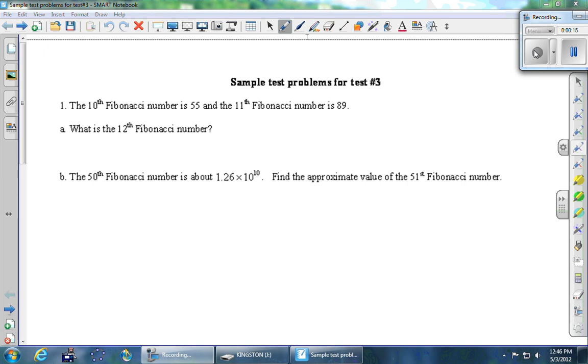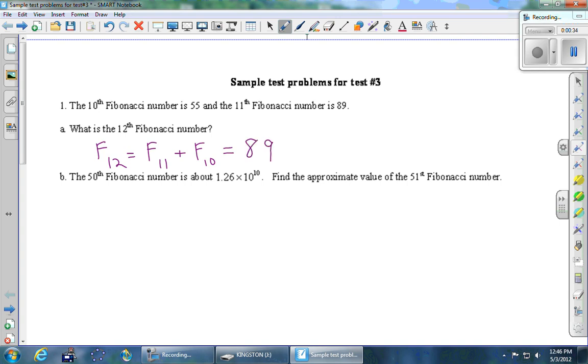So we should know that in order to get the next Fibonacci number, you add the previous two. So if I wanted to write that in symbols, F12, the 12th Fibonacci number, is really equal to F11, the 11th Fibonacci number, plus F10, the 10th Fibonacci number. And these are both given. The 11th Fibonacci number is 89, plus the 10th one, which is 55. Add those together, and we get 144 is the 12th Fibonacci number.